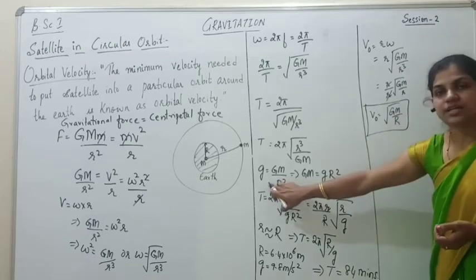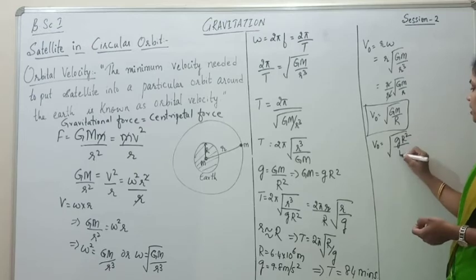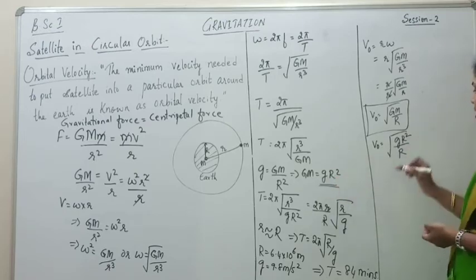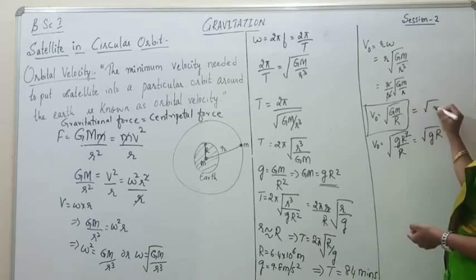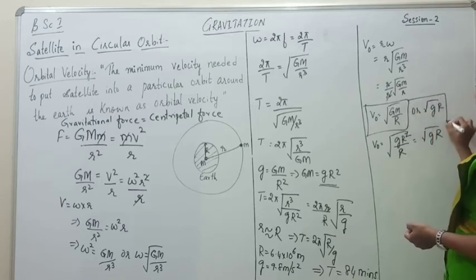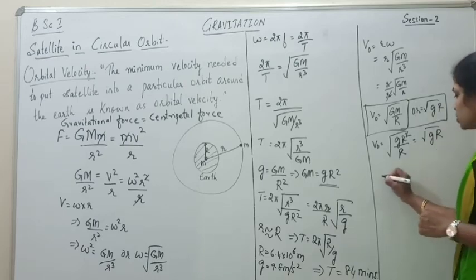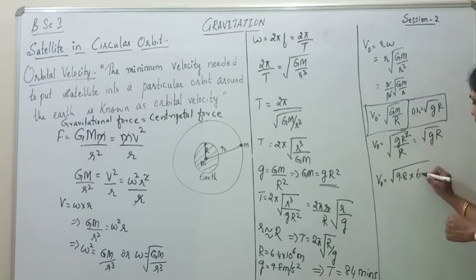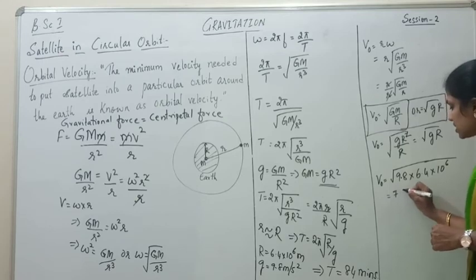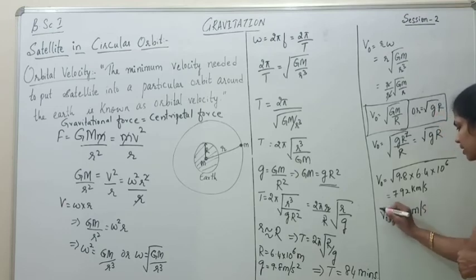Now instead of GM, if I have to write it in terms of g, then what will I get? V naught is equal to square root of gR square upon R, since GM is equal to gR square. So this I will get as square root of g into R. So I can say V naught is equal to root of GM by R, or it is equal to root of g into R. Now what will happen if I try to calculate the value of this? If I substitute the value of g, that is 9.8 meter per second square, and R is 6.4 into 10 raised to 6 meter, I will get around 7.92 kilometer per second, or approximately V naught is equal to 8 kilometer per second.